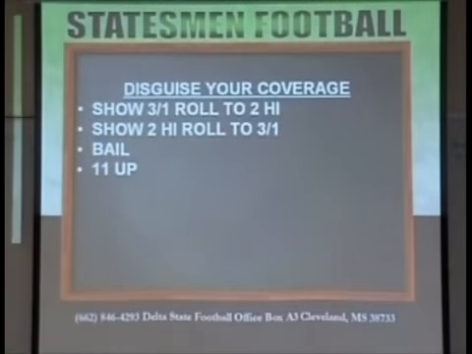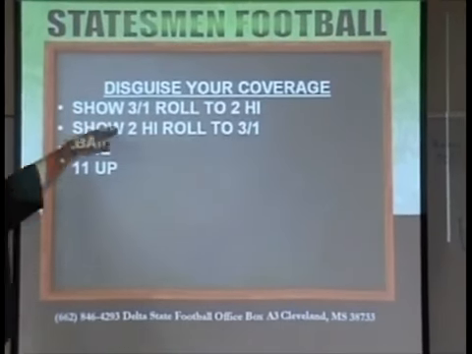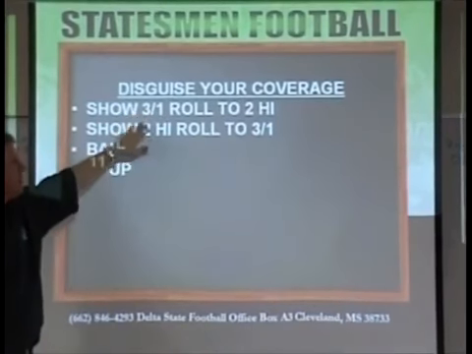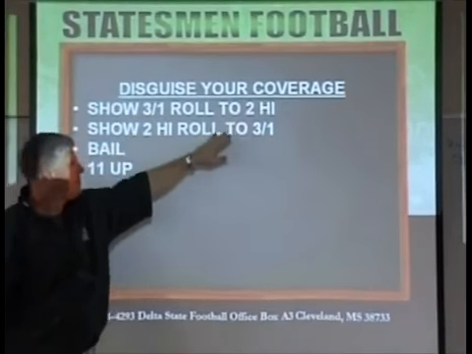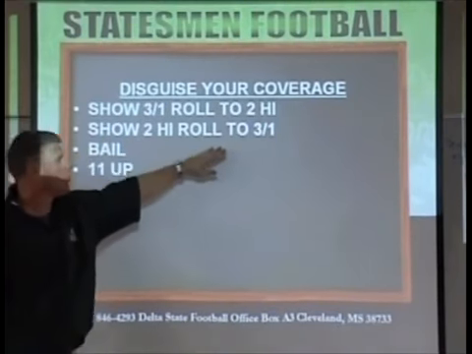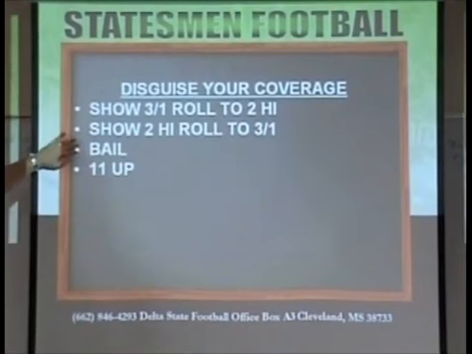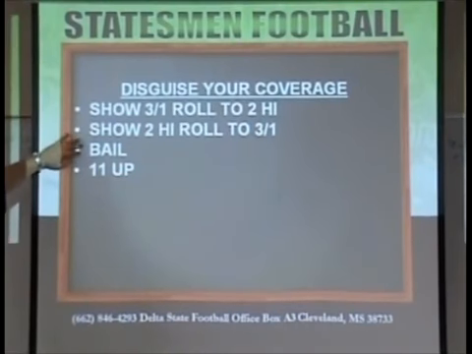All right, so we talked a little earlier about disguising our coverage. Again, basic things. We want to show 3 or 1, right? We're showing 1 high, and we want to roll to 2 high. Okay? Or we're going to show 2 high, and we're going to roll to 1 high. Okay? And the other thing we want to do in our disguise is bail to coverage.